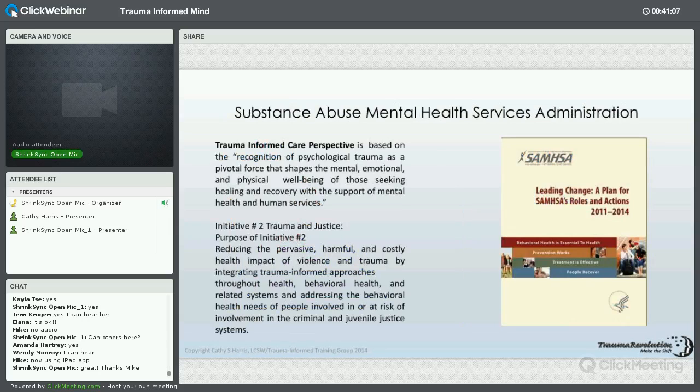And the Substance Abuse Mental Health Services Administration, or SAMHSA, created a document called Leading Change, a plan for SAMHSA's roles and actions, and they came up with several initiatives for improvement of health care. And one of these was trauma and justice, because such a high percentage of people who are in substance abuse issues have early life trauma that has really not been resolved. And so this is seen now as a justice issue. There's actually a school for Master of Social Work, the Buffalo School of Social Work in New York. Their whole curriculum now is trauma-informed, and they see this as a human rights issue.